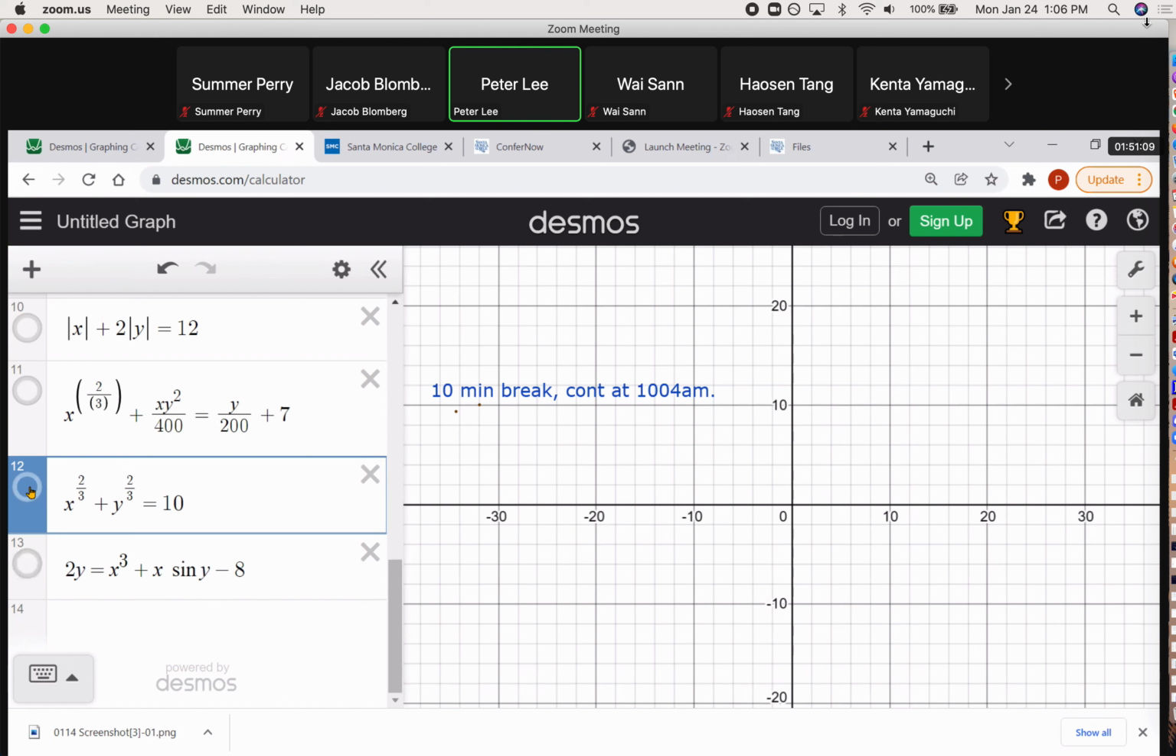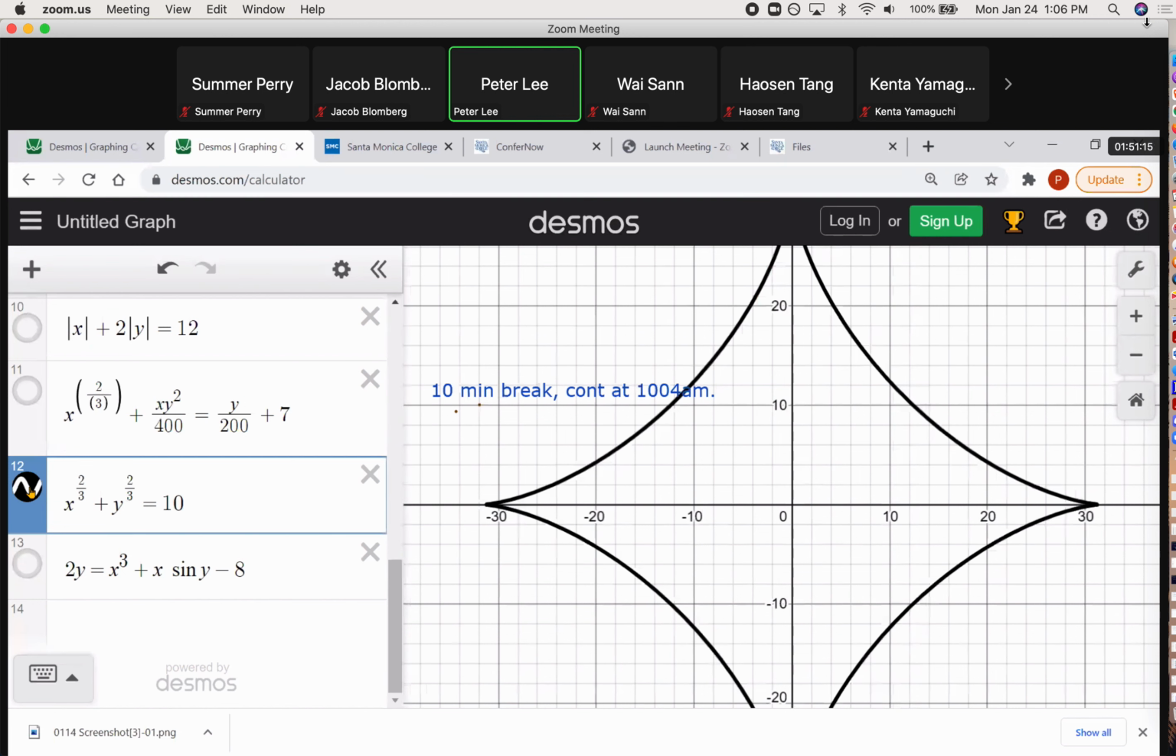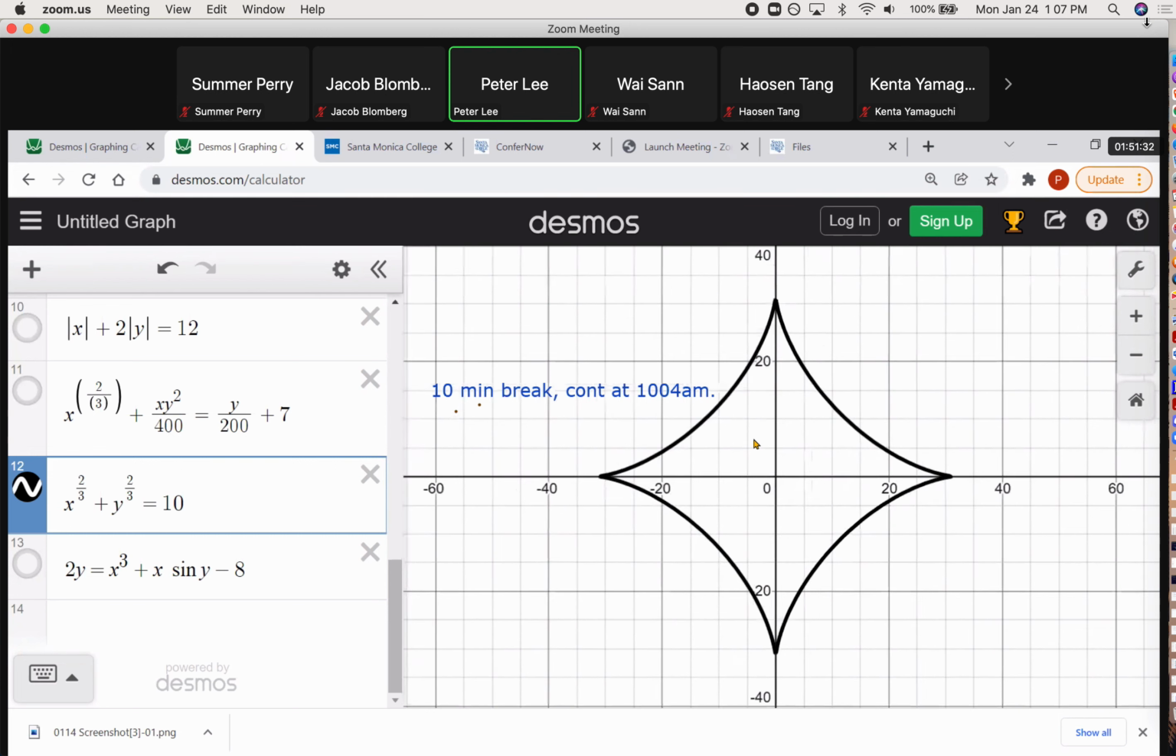Now let's look at examples such as example 12: x to the 2/3 power plus y to the 2/3 power equals 10. When you look at the graph, we see these corners, and that's because we have these 2/3 powers. When you have a 2/3 power or 4/3 power, which is the same as the cube root of x squared, that is an indicator that you might have a sharp turn, and that's what we see right here.